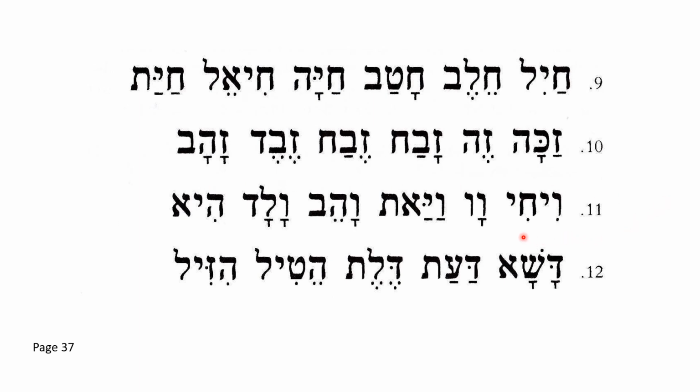Vi, chi, vichi. Vav, vav. Name of the letter. Vav. Va, yat, vayat. Again, Aleph silent, so you just kind of pass over it. Va, hav, vahav. Va, lad, valad. Line 12.